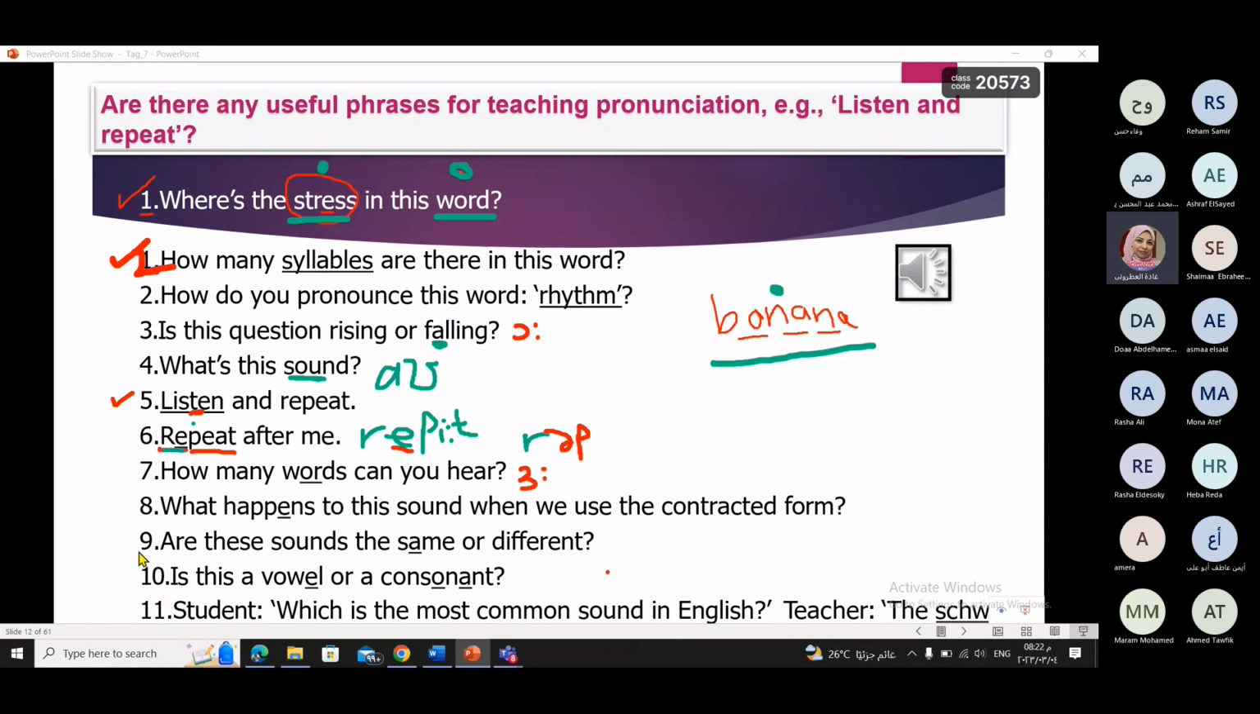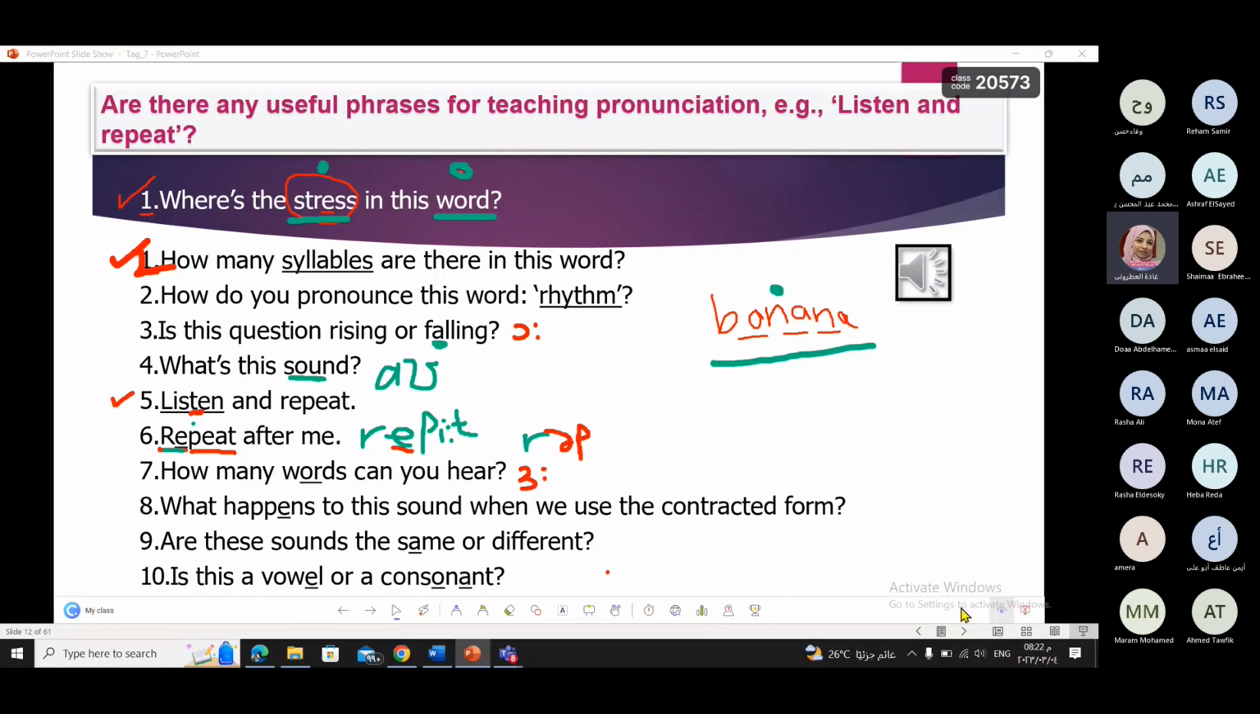Let me focus on number 9. Are these sounds the same or different? What about this sound? What about this sound? Long A. A. A. A, yes, A, excellent. This is A.